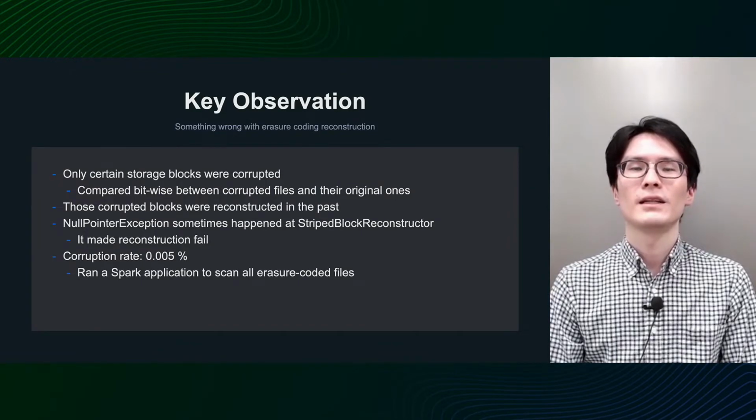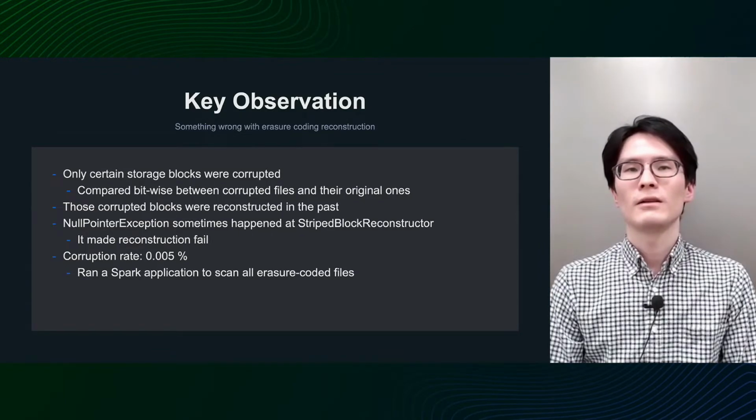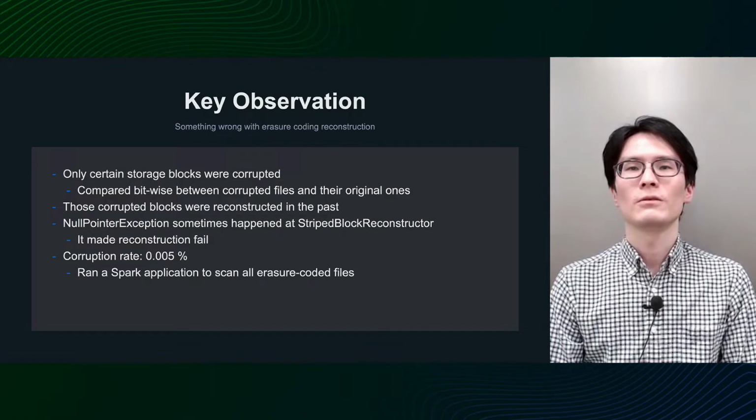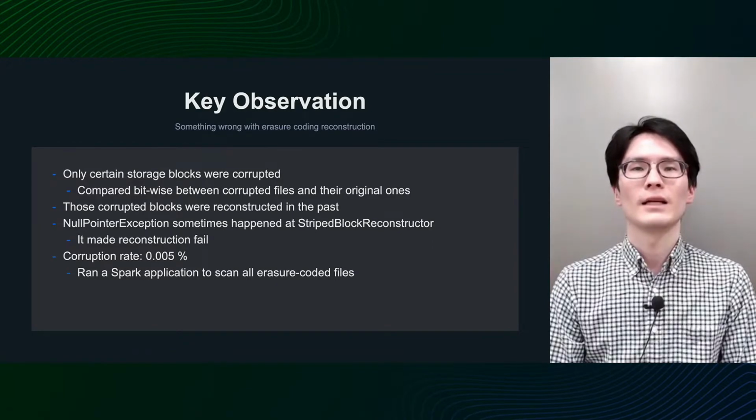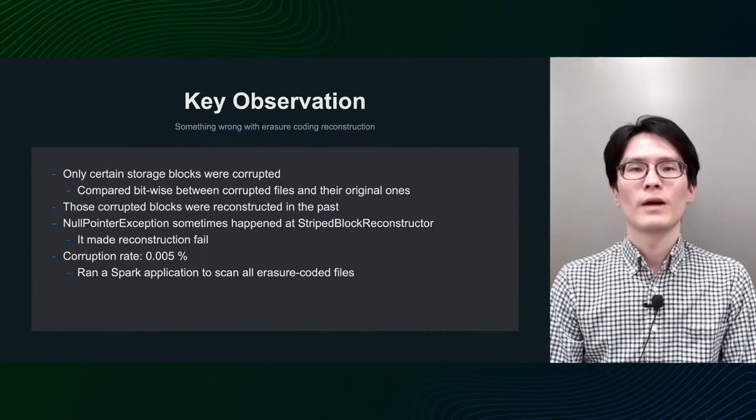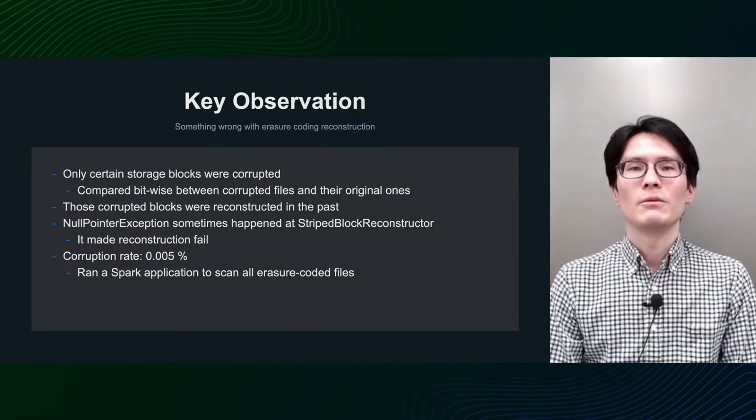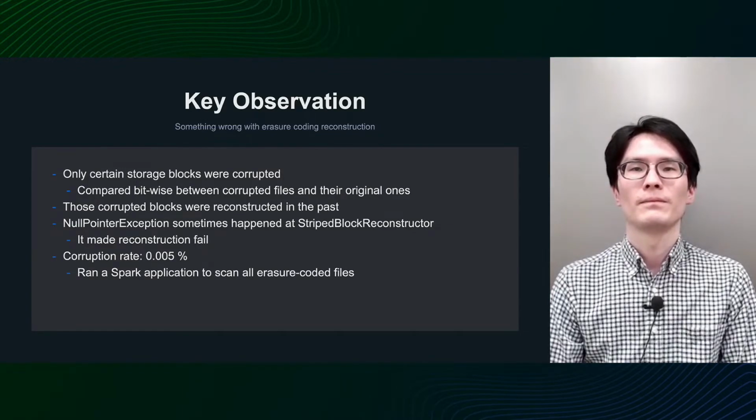Fortunately, I was able to find an erasure-coded file that produced the same error, but still had a backup, so I compared the 9 blocks of the file bitwise one by one. We found that only 1 block had a different bit sequence. I also traced the history of that block through all the data node logs. We found out that the block had been reconstructed in the past and that a null pointer exception or something similar had occurred in the previous reconstruction. Based on these facts, we decided that there might be a problem with the erasure coding reconstruction.